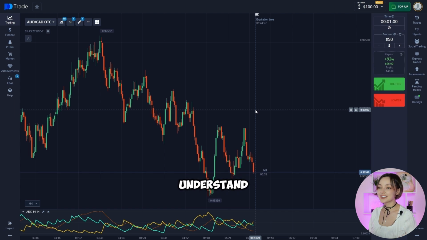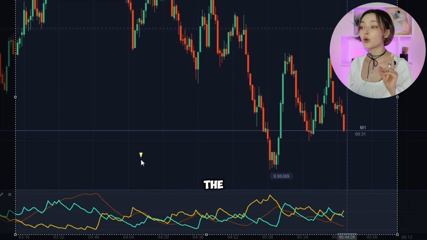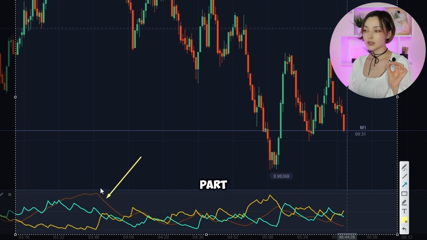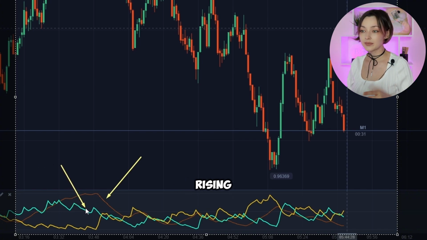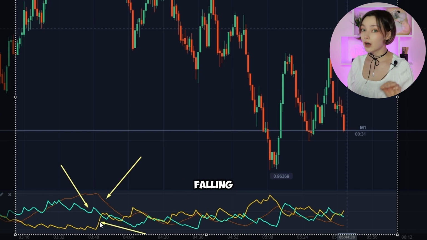Now let's try and understand the indicator itself. The first thing you want to pay attention to is the orange line. This is the ADX line. It shows the strength of the trend. If this line is in the upper part of the indicator, then the trend is strong and perhaps even very impulsive. The blue line, meanwhile, shows how strongly the price is rising. So I hope it's clear. And the yellow line displays how strongly the price is falling.